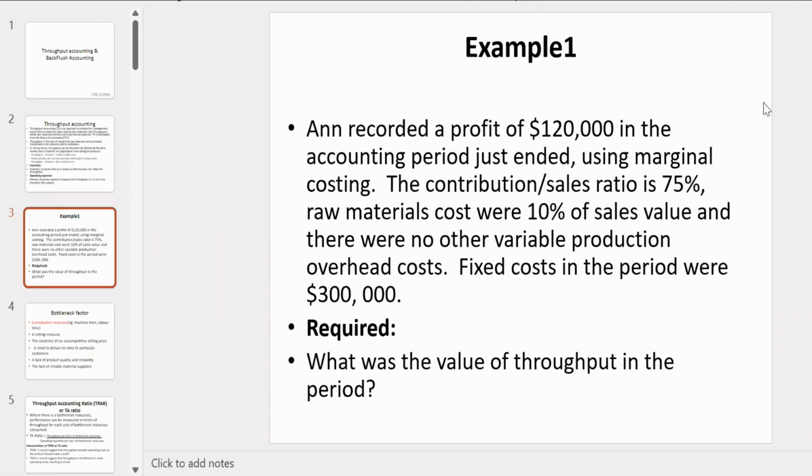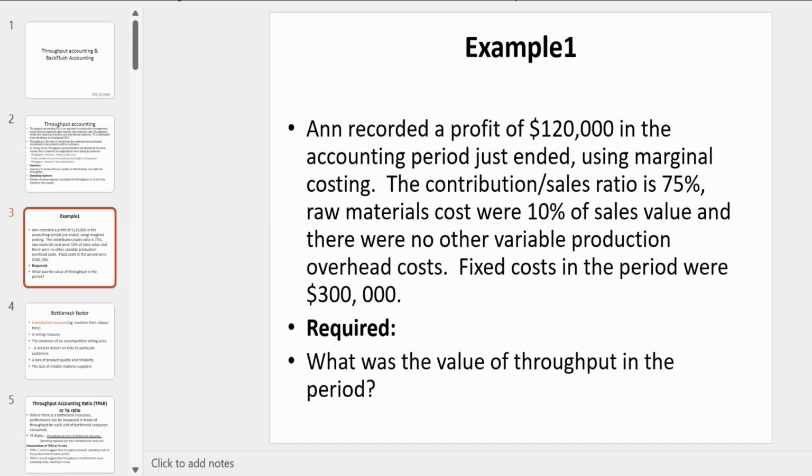For this example, they are saying that Anne recorded a profit of $120,000 in the accounting period just ended using marginal costing. The contribution over sales ratio, what we call the contribution margin ratio, the CM ratio, is 75%. Raw material cost were 10% of sales value, and there were no other variable production overhead costs. Fixed cost in the period were $300,000. Required: what was the value of throughput in the period? Very simple question. Now, how can we work on this?